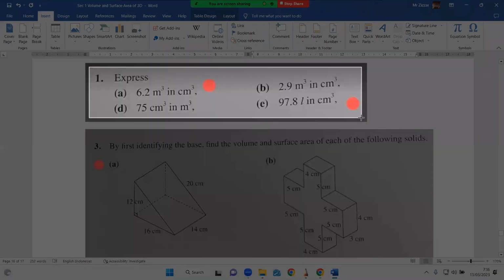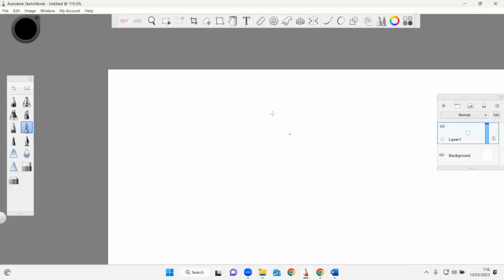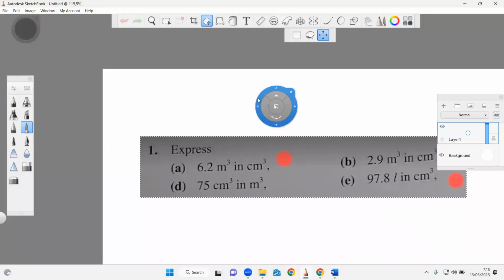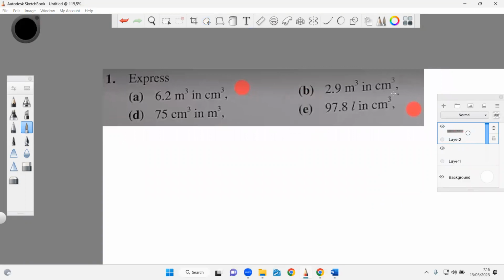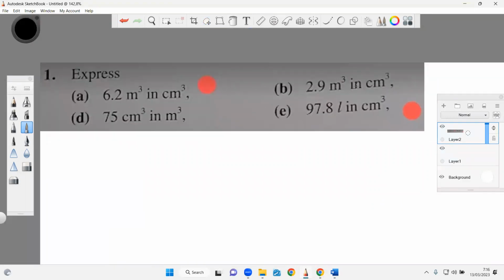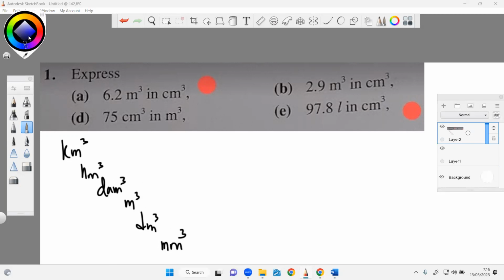Okay, now let's express all the units in the expected form. 6.2 meter cube in cm cube. So what you have to do? You have to understand the steps: km, hm, dam, m, dm, cm, mm. If everything is in cube, then each step you multiply by 1000.